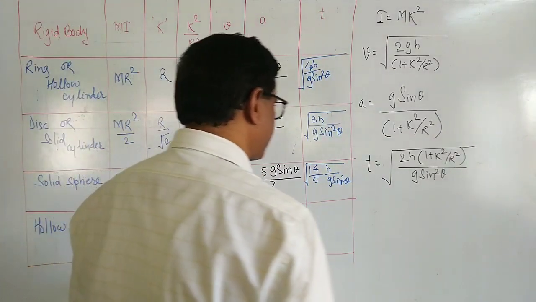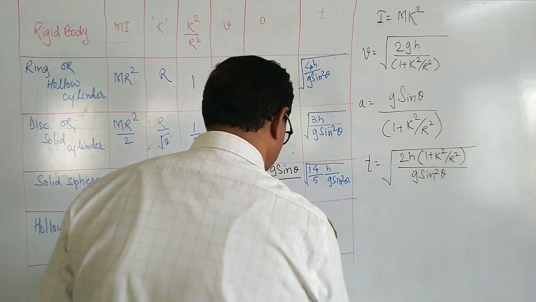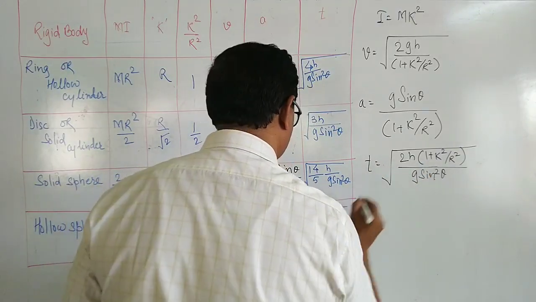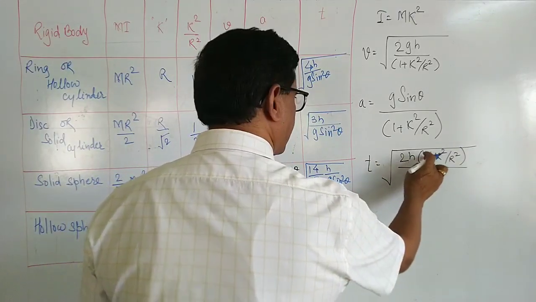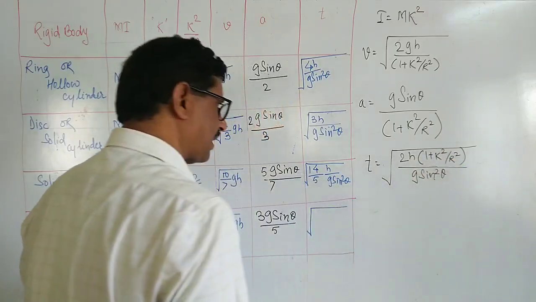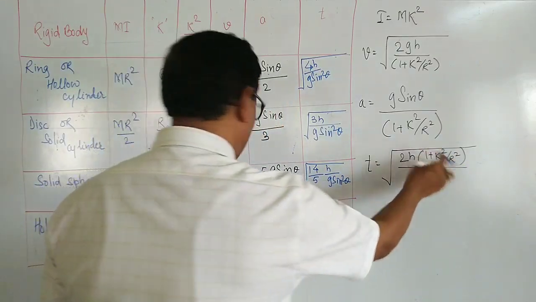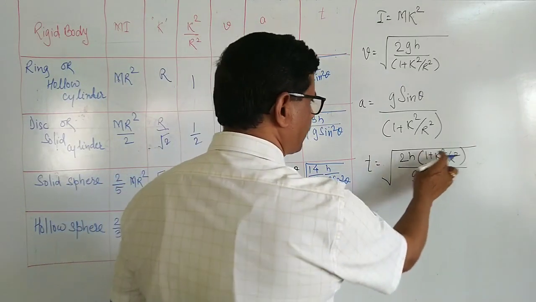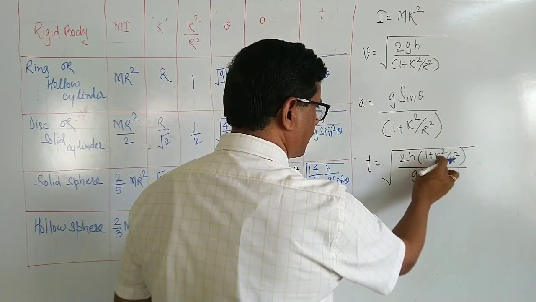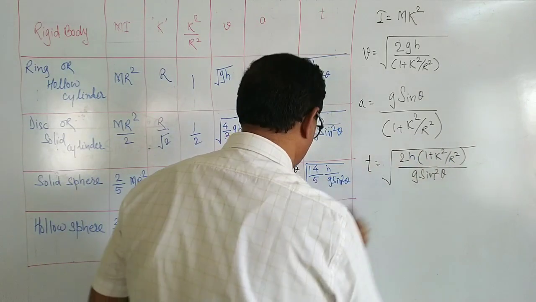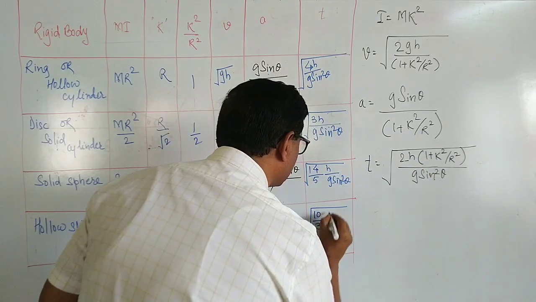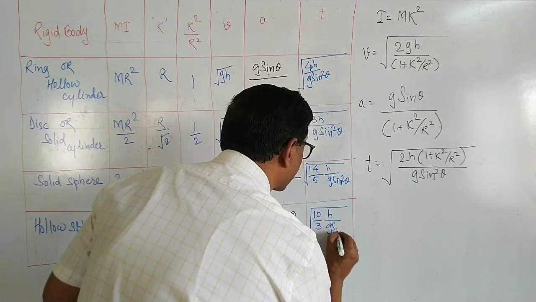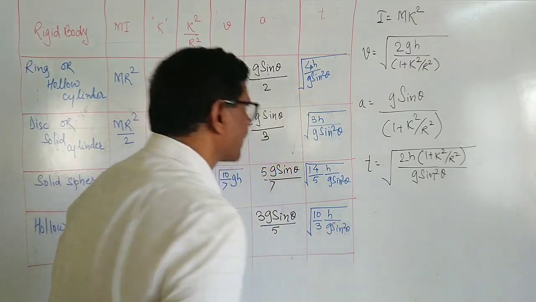Then the last one is under root of 2h into 1 plus k square by r square. K square by r square is 2 by 3. 1 plus 2 by 3 is 5 by 3. 5 into 2, 10. It is 10 by 3 h upon g sine square theta.